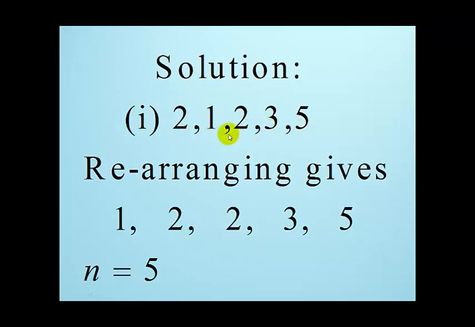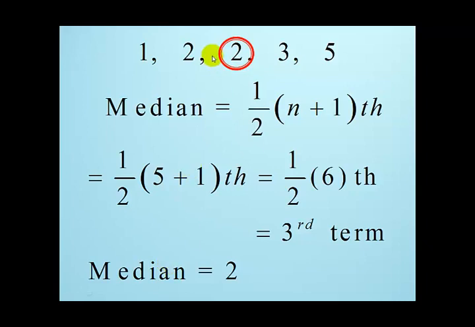Now, the first thing you have to do is to rearrange in order of magnitude. So let's arrange it from the least to the highest. So 1 will come first. So we have 1, 2, 2, 3, 5. Now let's look at the number of terms. We have 1, 2, 3, 4, 5. The number of terms is 5, and 5 is an odd number.